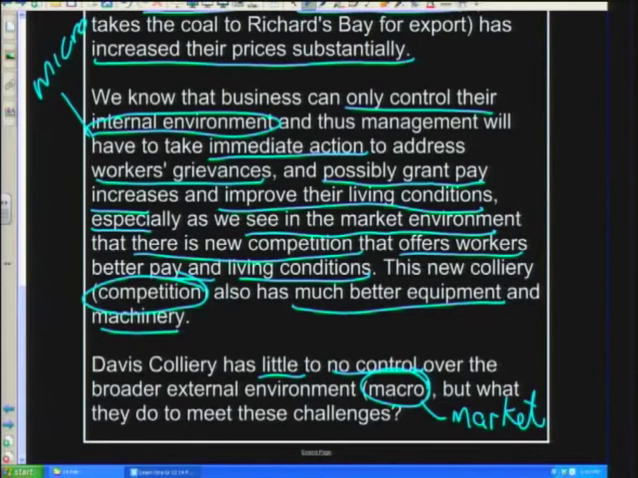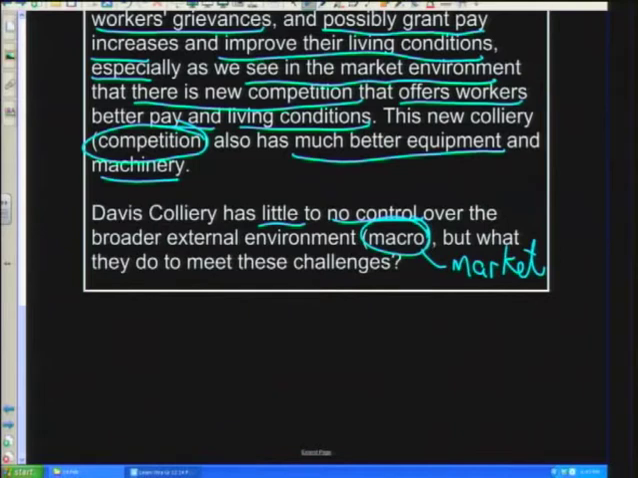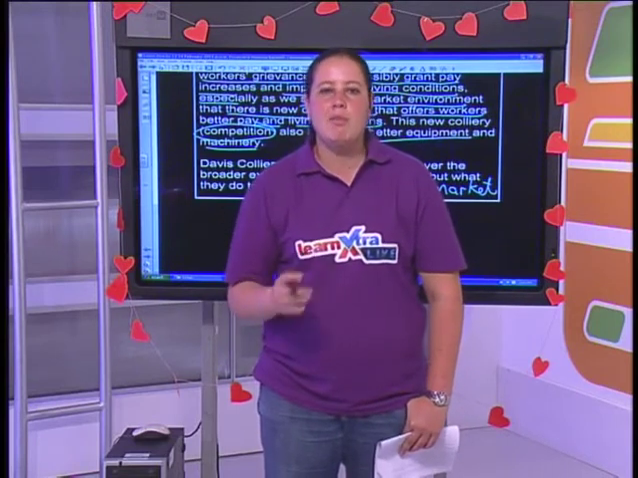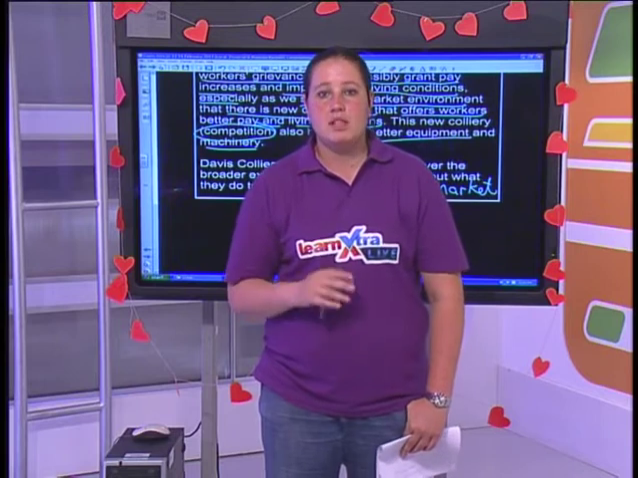but what do they do to meet these challenges? So, in this case study, we have looked at from macro to market. There's so much happening there. If you're not in the habit of underlining or highlighting, you might just miss something as we go along, especially in tests, guys. Also, if you see a case study, take that pen, underline it.